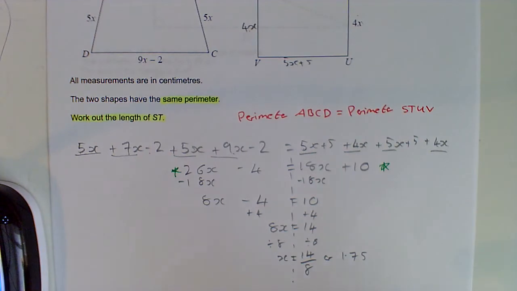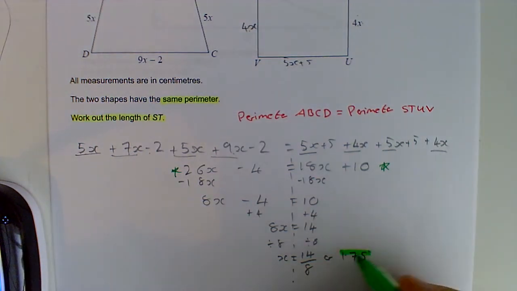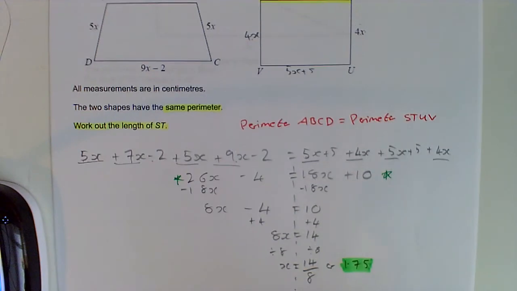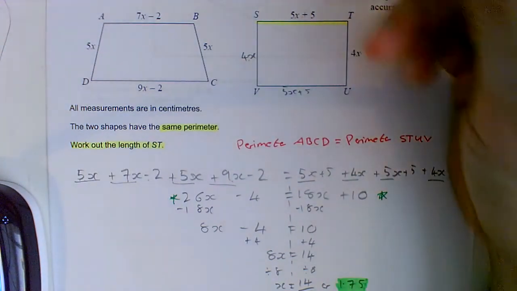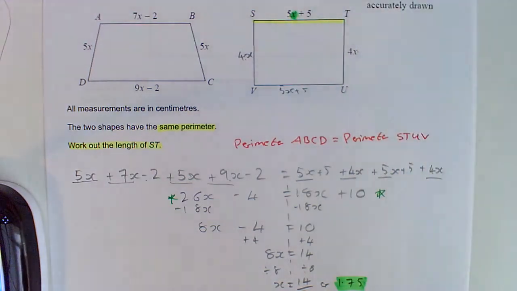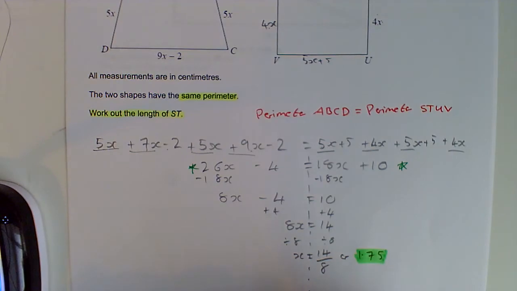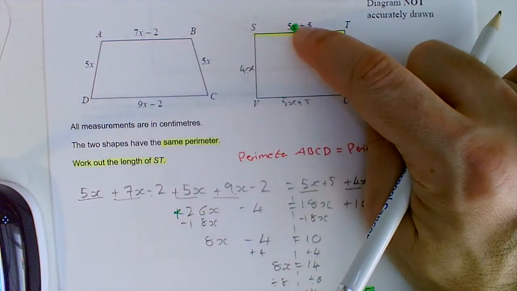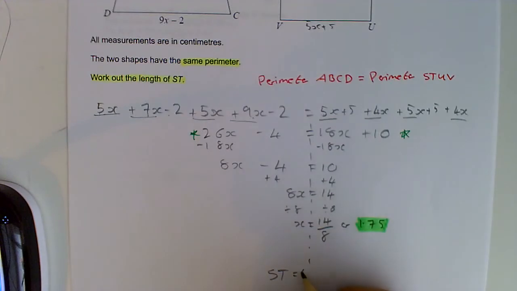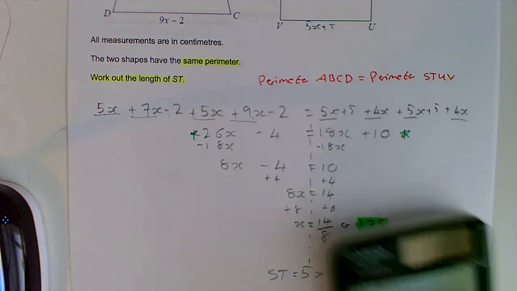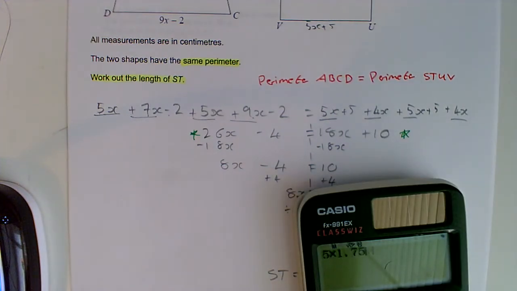So what that means is that every single x that we had in the question to start off with was actually the number 1.75 all along. Okay, so if I now want to go back and figure out what that top line is, that x there actually represents 1.75. So to figure out the length ST, I need to do 5 times 1.75 add 5. Okay, just get the calculator. 5 times 1.75 add 5. So our answer here is 13.75.